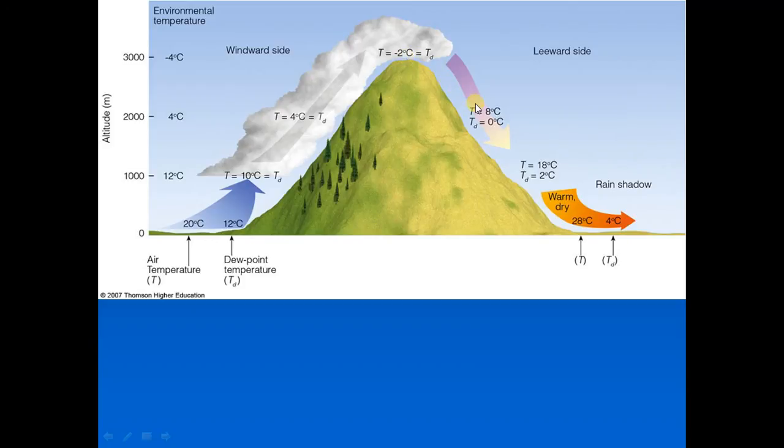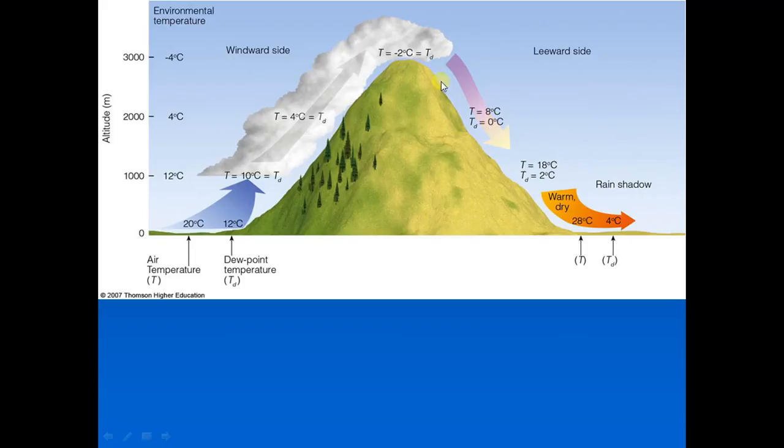Now, the air starts sinking down the other side of the mountain, and what immediately happens is once air sinks, it warms at the dry adiabatic lapse rate. Always. Once air moves downward, it will warm up at the dry adiabatic lapse rate, okay? 10 degrees Celsius per 1,000 meters. So negative 2 plus 10 is 8. So by the time it descends from 3,000 to 2,000 meters, temperature's up to 8 Celsius.